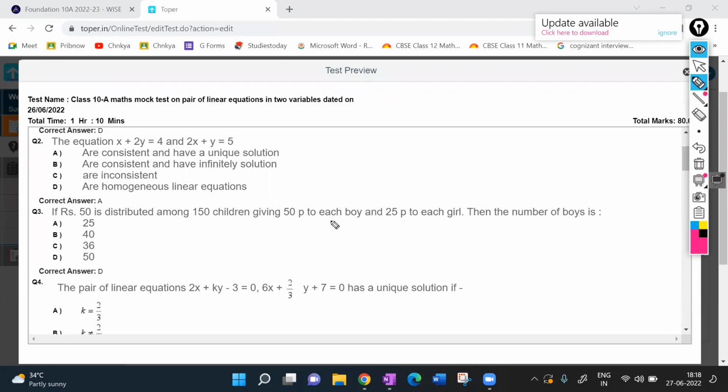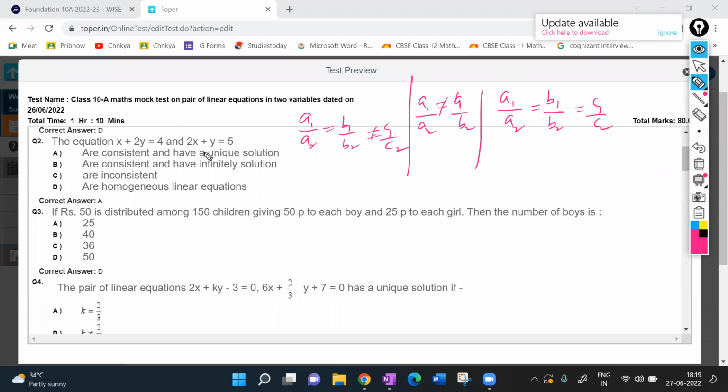Okay, sir. The second question given here is x plus 2y is equal to 4, 2x plus y is equal to 5. How can I solve this question? It's asking for a consistent and unique solution. Let us check all the possible cases. For no solution, A1 by A2 is equal to B1 by B2 is not equal to C1 by C2. For a unique solution, A1 by A2 is not equal to B1 by B2. For infinitely many solutions, A1 by A2 is equal to B1 by B2 is equal to C1 by C2. Here A1 by A2 is 1 by 2, B1 by B2 is 2 by 1, C1 by C2 is 4 by 5. It cannot be no solution for sure.